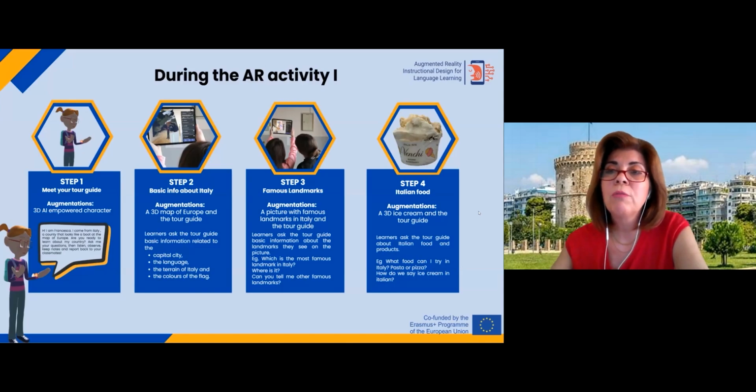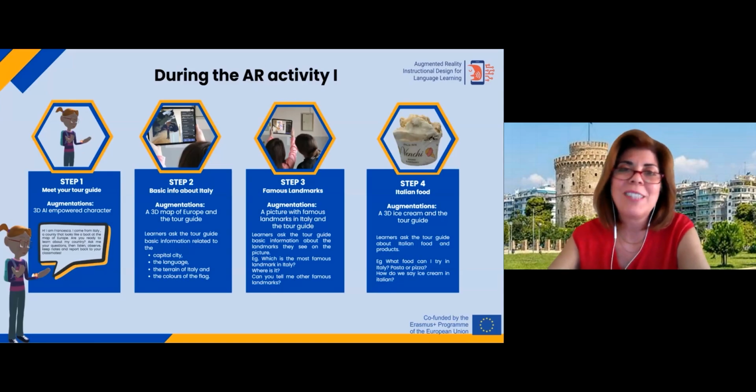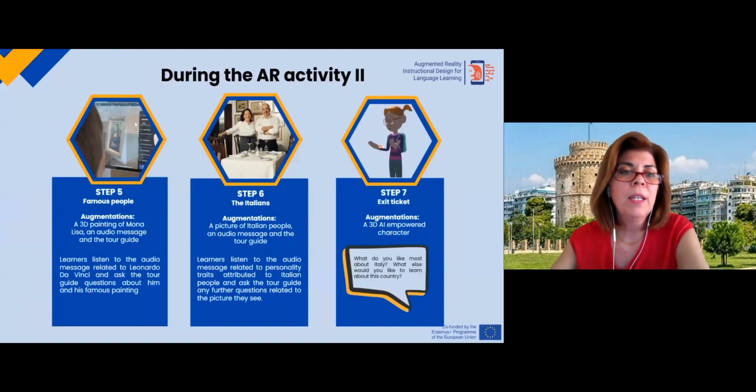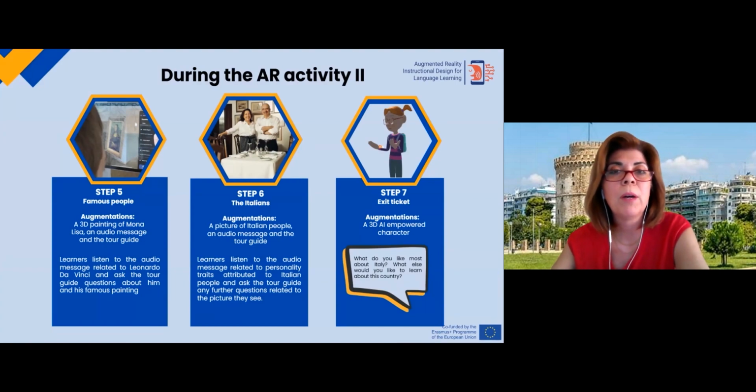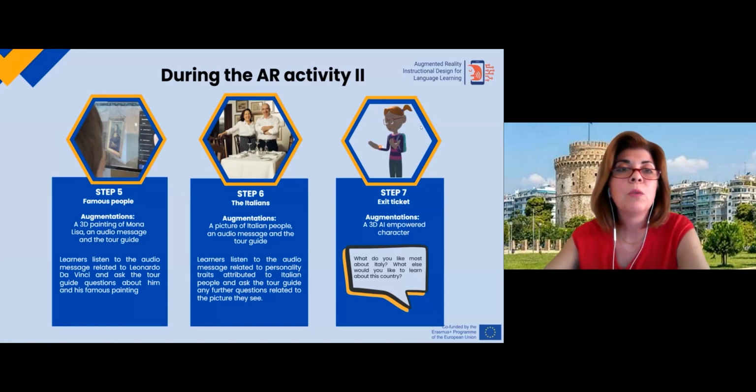The gelato 3D object was really impressive. And the only thing they didn't do was taste it. They asked questions about how they make it, how much it costs, and so on. Then step 5 involved a 3D painting of Mona Lisa and an audio message. And from the tour guide, they learned about Leonardo da Vinci and where we can see the Mona Lisa nowadays.